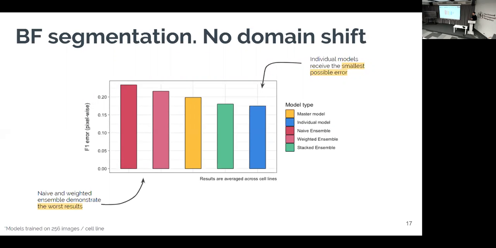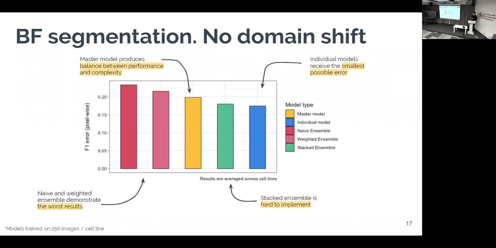Individual models receive the smallest possible error because they are trained and tested only on one cell line. So they fit well for this particular cell line and achieve the best possible performance, but they are not very well scalable since you need to train a new individual model for each of the coming cell lines. So they are not really flexible. The stacked ensemble achieves pretty good performance compared to individual models, but it's really hard to implement since on top of just the naive ensemble, you need to train additional models, so you need even more data.